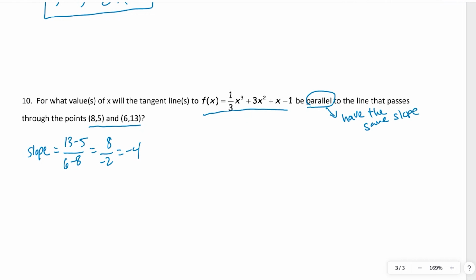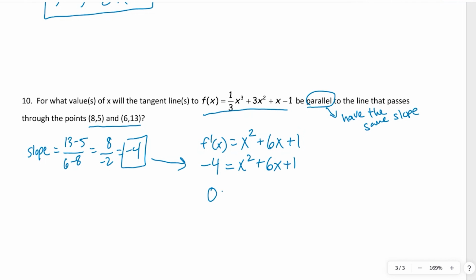So this is the slope, right? And we're going to use the slope to figure out the values of x. It's saying for what values of x will the tangent lines of this be parallel to some other line that has a slope of negative 4. So first, let's find our slope equation. That would be x squared, because 3 times a third is 1, plus 6x plus 1. We want to know when that's equal to negative 4, because that's our slope.